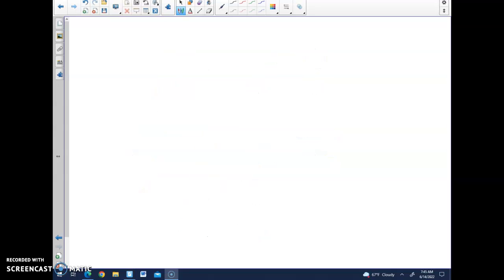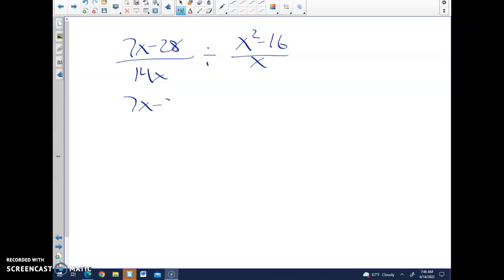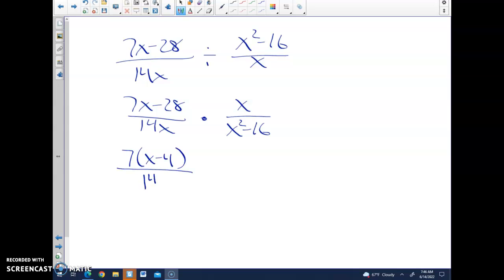Division. My advice is this. Before you do anything, flip the second fraction. I wouldn't factor anything. I would literally copy the problem over again, exactly as is. And now, I take a 7 out, and I'm left with x minus 4 over 14x. x has nothing to do with that, but x squared minus 16 is x minus 4, x plus 4.